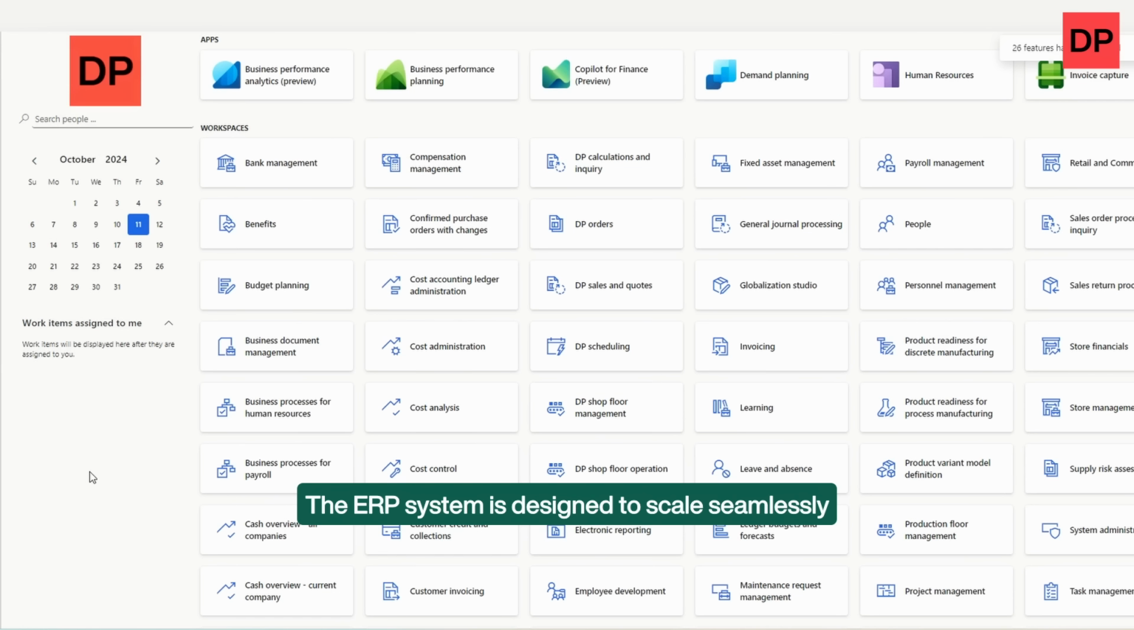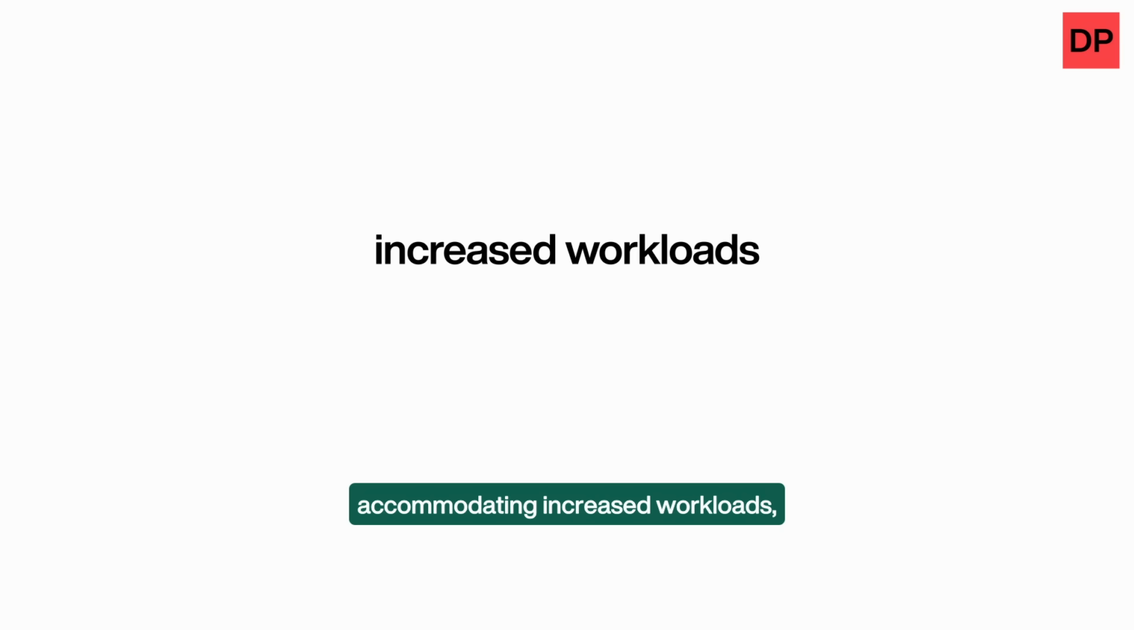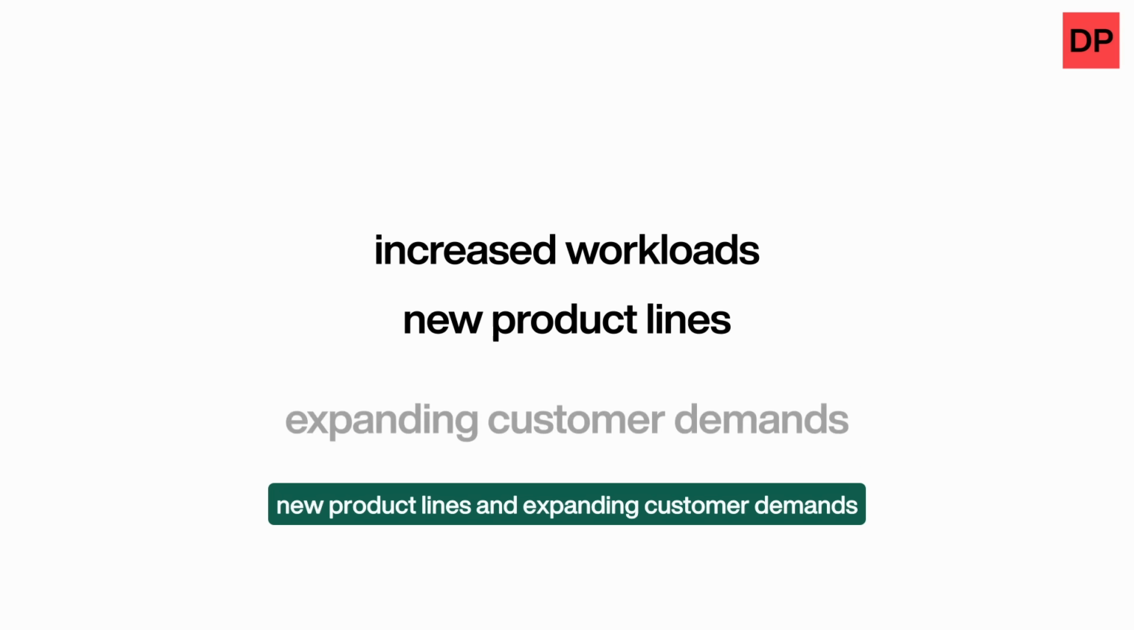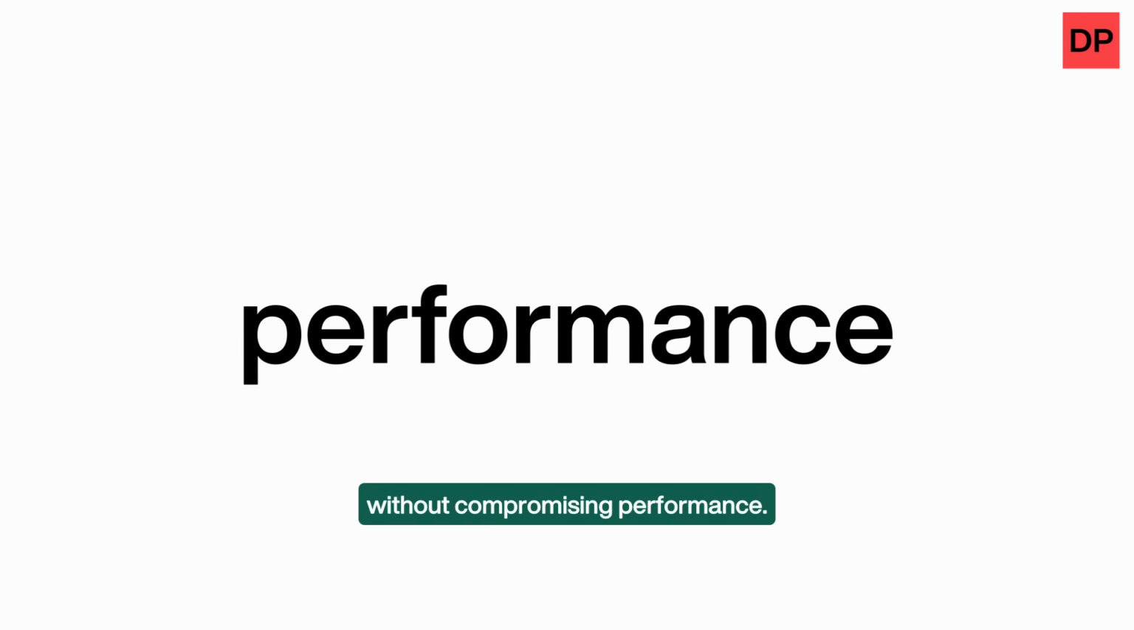The ERP system is designed to scale seamlessly, accommodating increased workloads, new product lines, and expanding customer demands without compromising performance. Whether you want to schedule on a very rough basis, or if you need details for all your departments and work centers, DynamicsPrint gives you what you need.